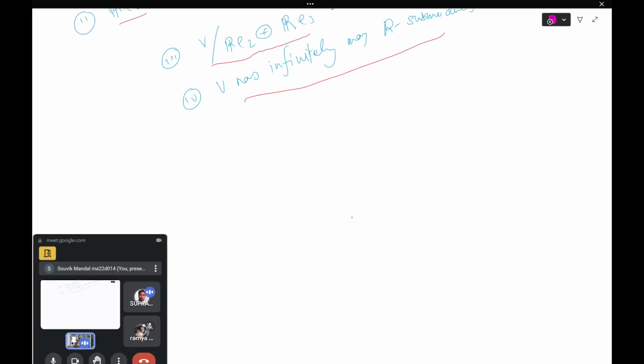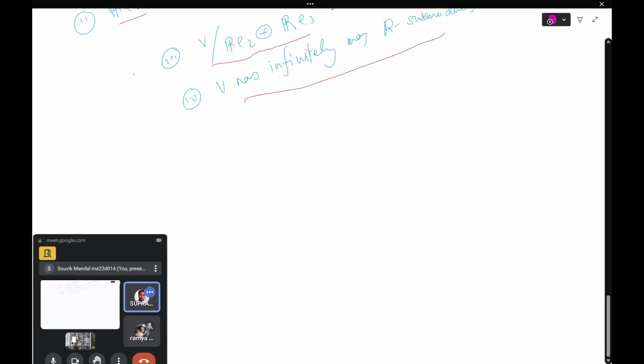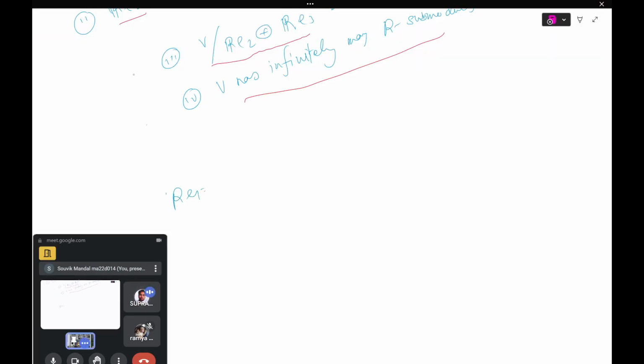So in order to first solve the question, first we need to write down what is RE1, RE2, RE3, right? So what is the set RE1? RE1 is what? It is {(r,0,0) such that r belongs to R}. Similarly RE2 and similarly RE3.